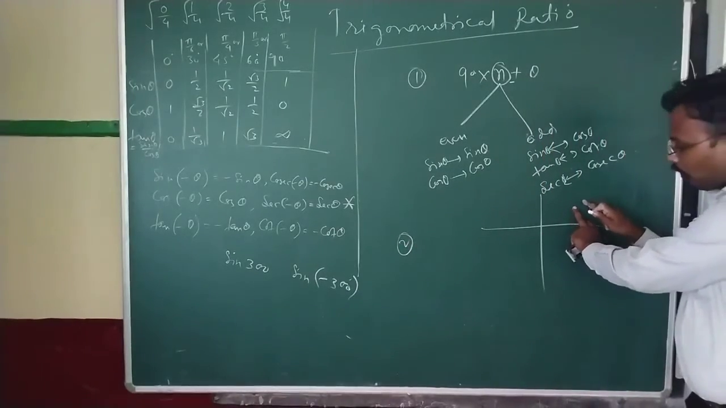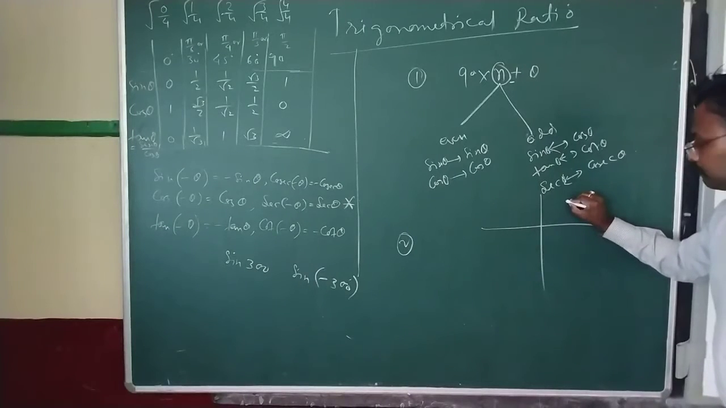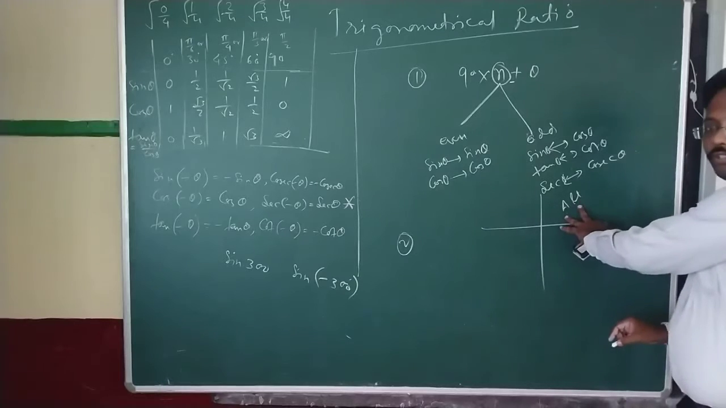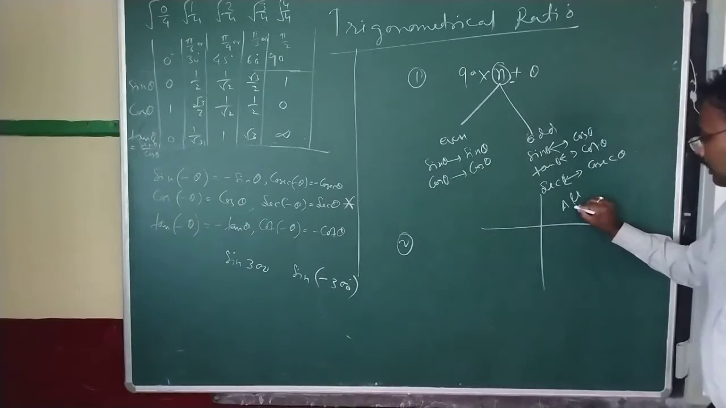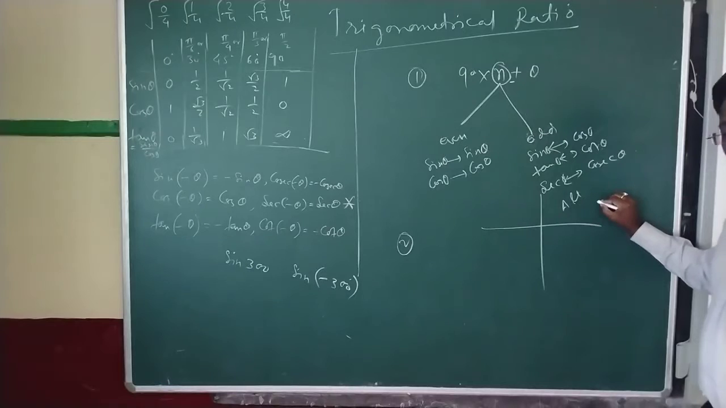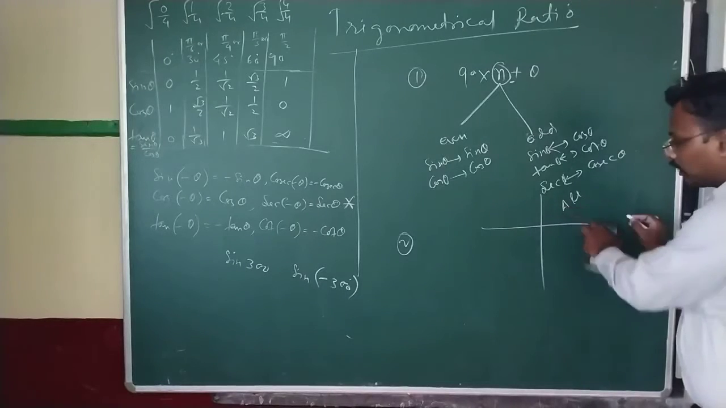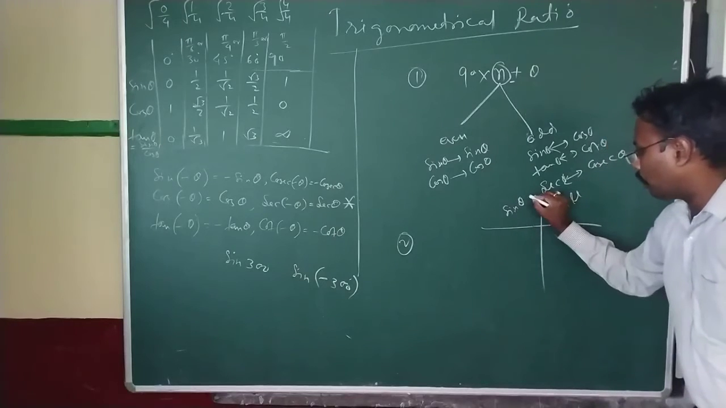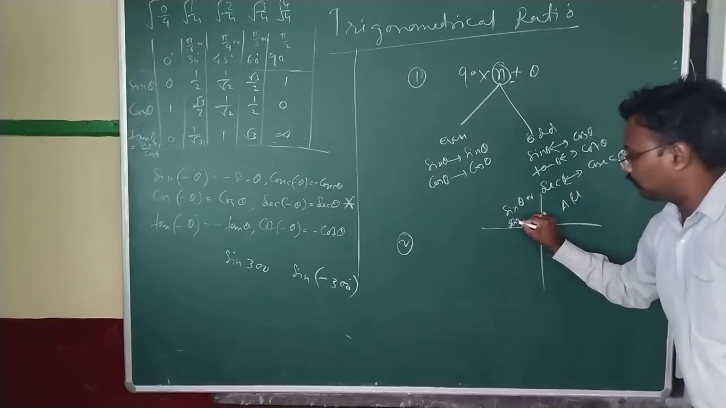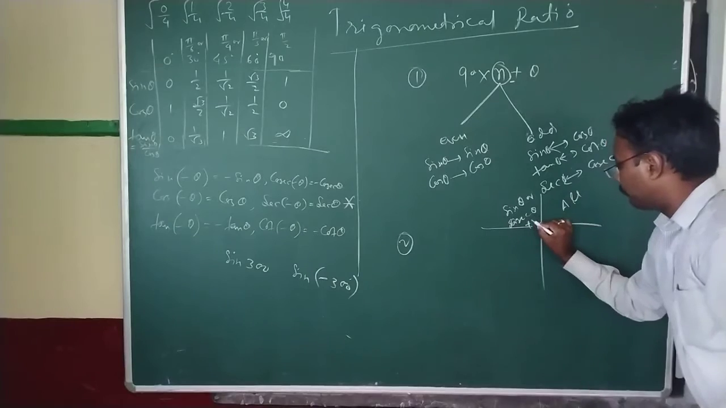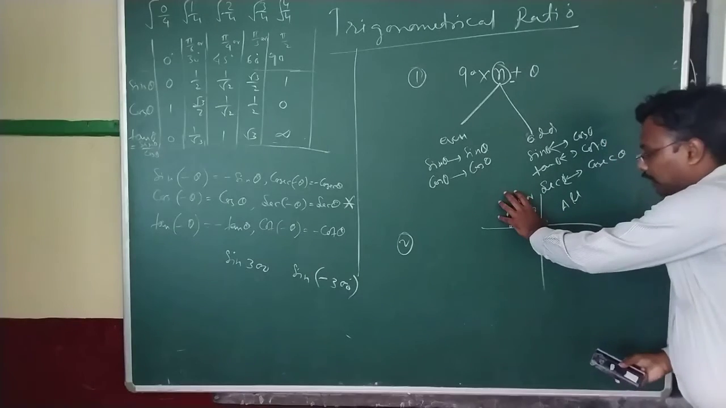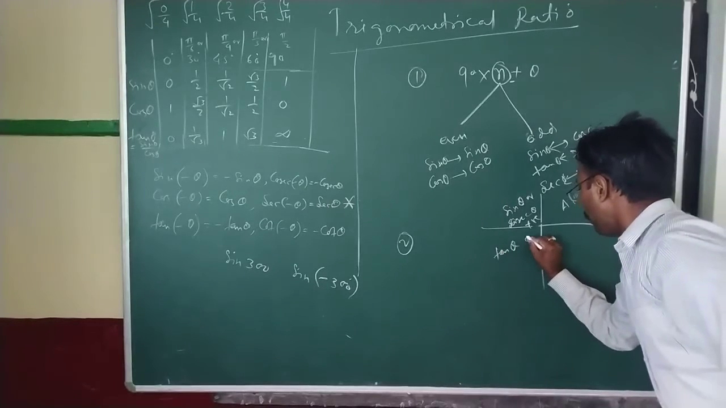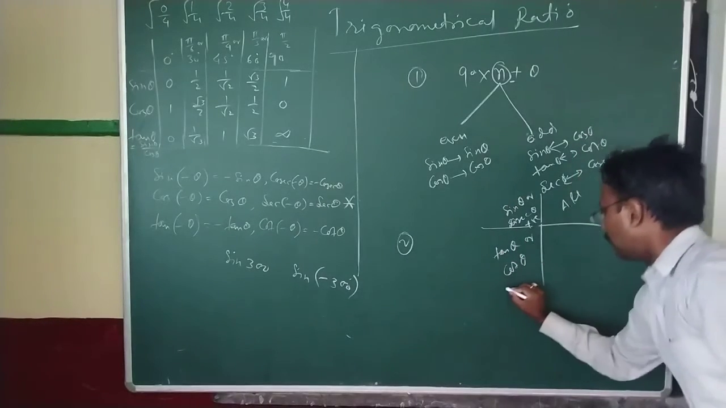Based on the quadrant, you know this is the first quadrant. In the first quadrant, it was given all the trigonometric ratios are positive. I mean sine, cos, tan, cosec, sec, cot, everything is positive in the first quadrant. Now in the second quadrant, sine theta and cosec theta are positive. Rest all are negative. Third quadrant, tan theta and cot theta are positive.